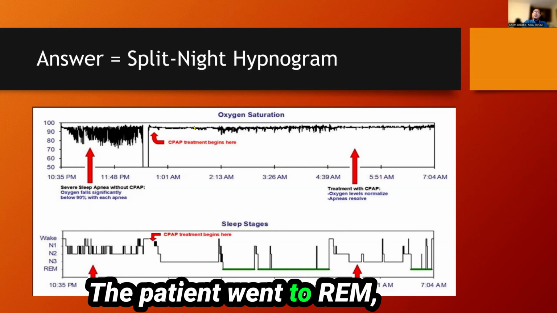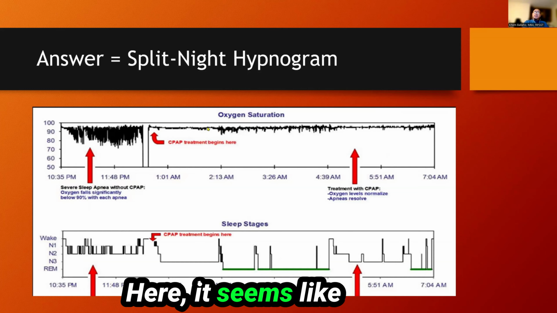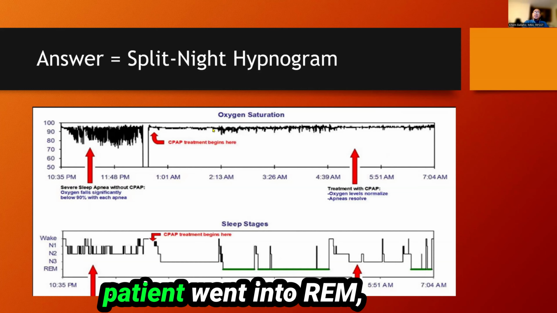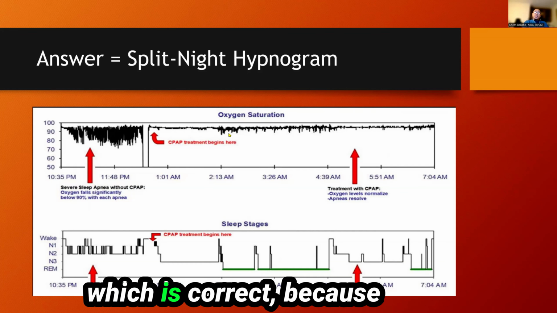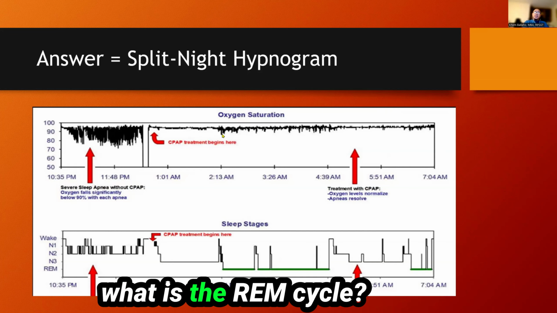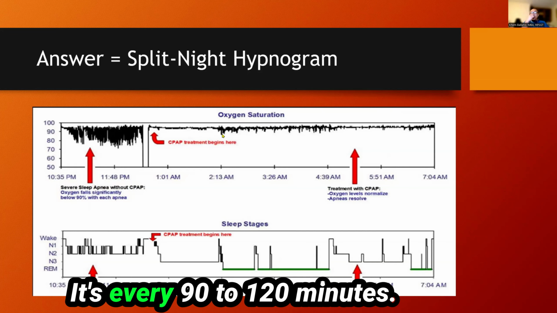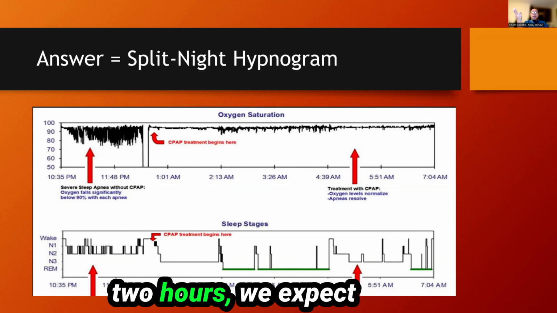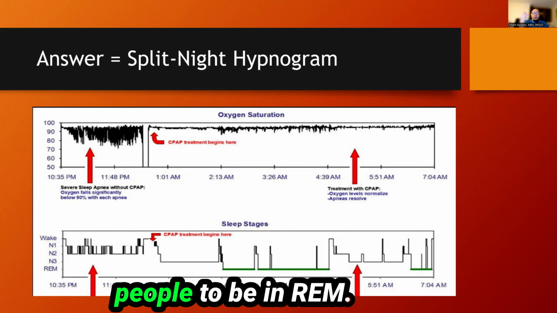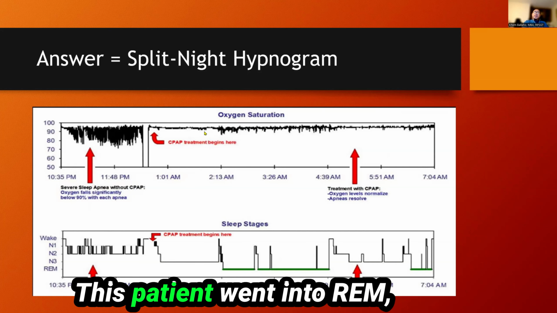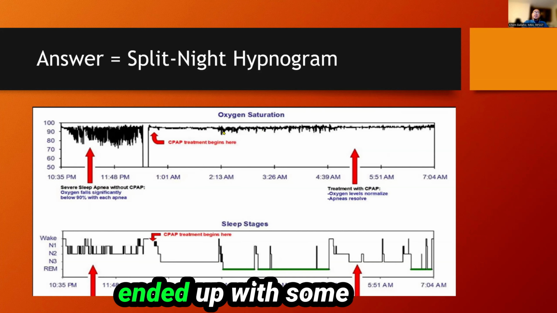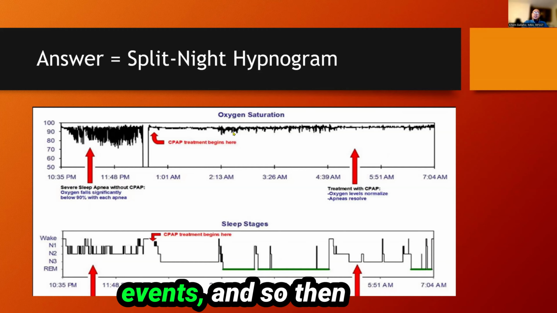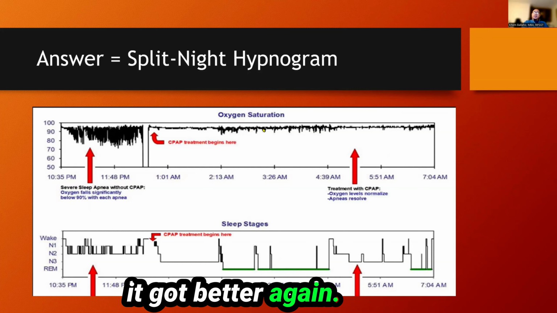The patient went to REM. Here, it seems like after 2 hours, the patient went into REM, which is correct, because what is the REM cycle? It's every 90 to 120 minutes, which is 2 hours, we expect people to be in REM. This patient went into REM, ended up with some events, and so then it got better again.